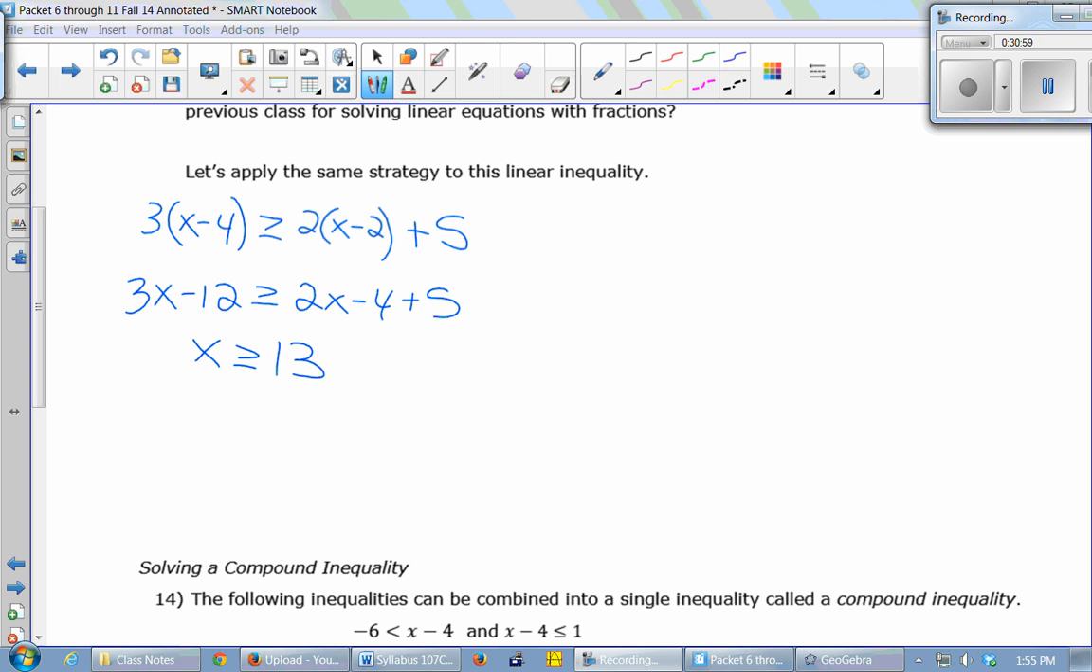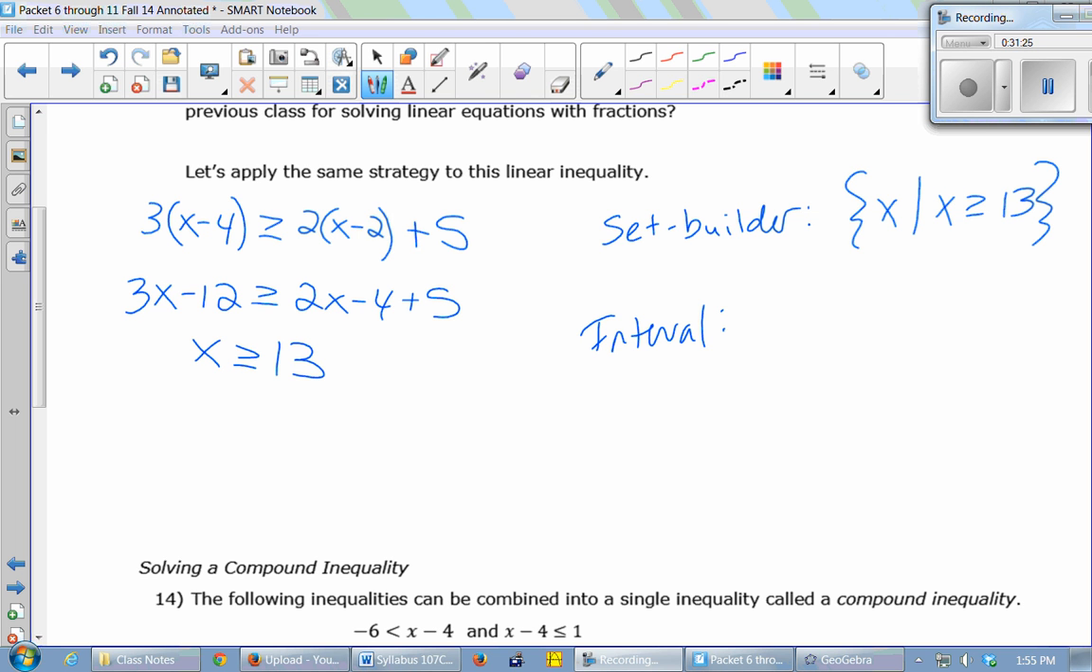Okay, so several people did both set builder and interval. So let's do both. There's no correct way to write the answer, just whatever way the problem you're doing tells you to do it, right? So set builder notation, I would say the set of all x's such that x is bigger than or equal to 13. And if I wanted to do interval notation, I would say, okay, the smallest thing in this set is 13. It goes up to infinity. We include the 13 because it's an or equal to, and we never include infinity.